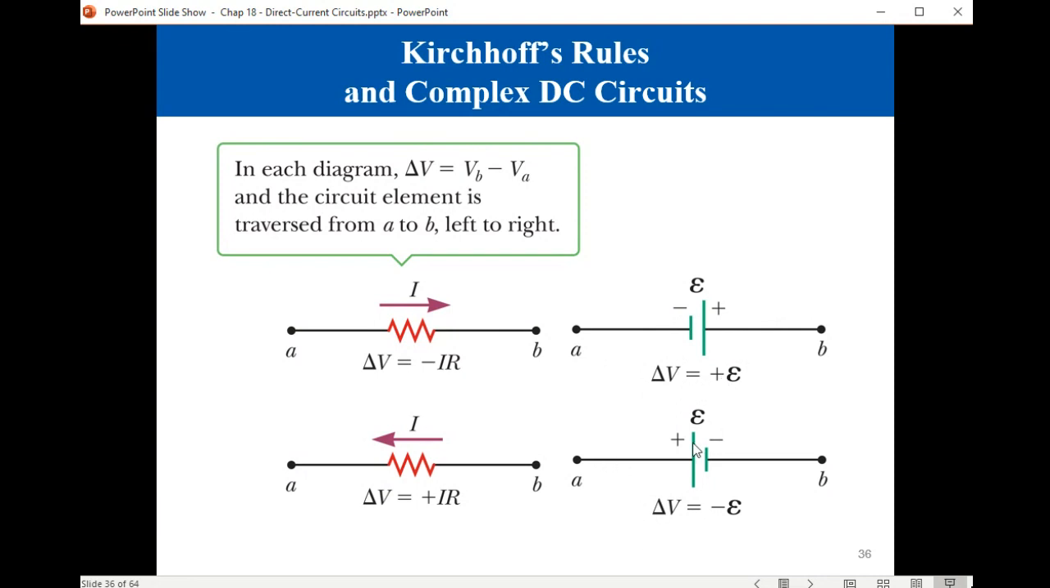On the other hand, if the battery is flipped and A is the positive and B is the negative, then the voltage difference in this case between A and B is negative. It is minus E because you are going from higher potential to lower potential. Very simple but important convention that you need to understand in order to substitute the right sign as you apply the loop rule.